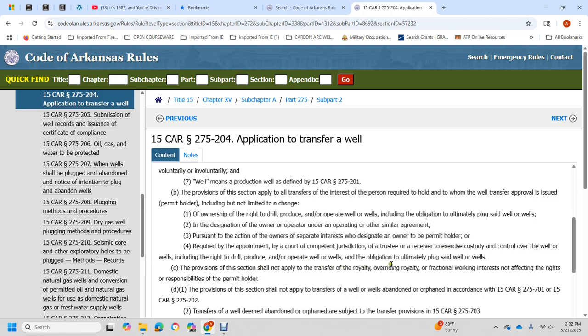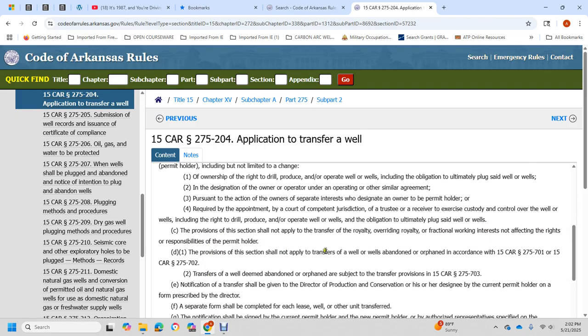shall not apply to the transfer of royalty, overriding royalty, or fractional working interest that does not affect the rights responsible for the permanent plugging. The provision of this section shall not apply to the transfer of a well deemed abandoned orphan in accordance with Title 15 Code of Arkansas Rules 275-701 or Title 15 Code of Arkansas Rules 275-702. Transfer of a well deemed abandoned orphan is subject to the transfer of Title 15 Code of Arkansas Rule 275-703.